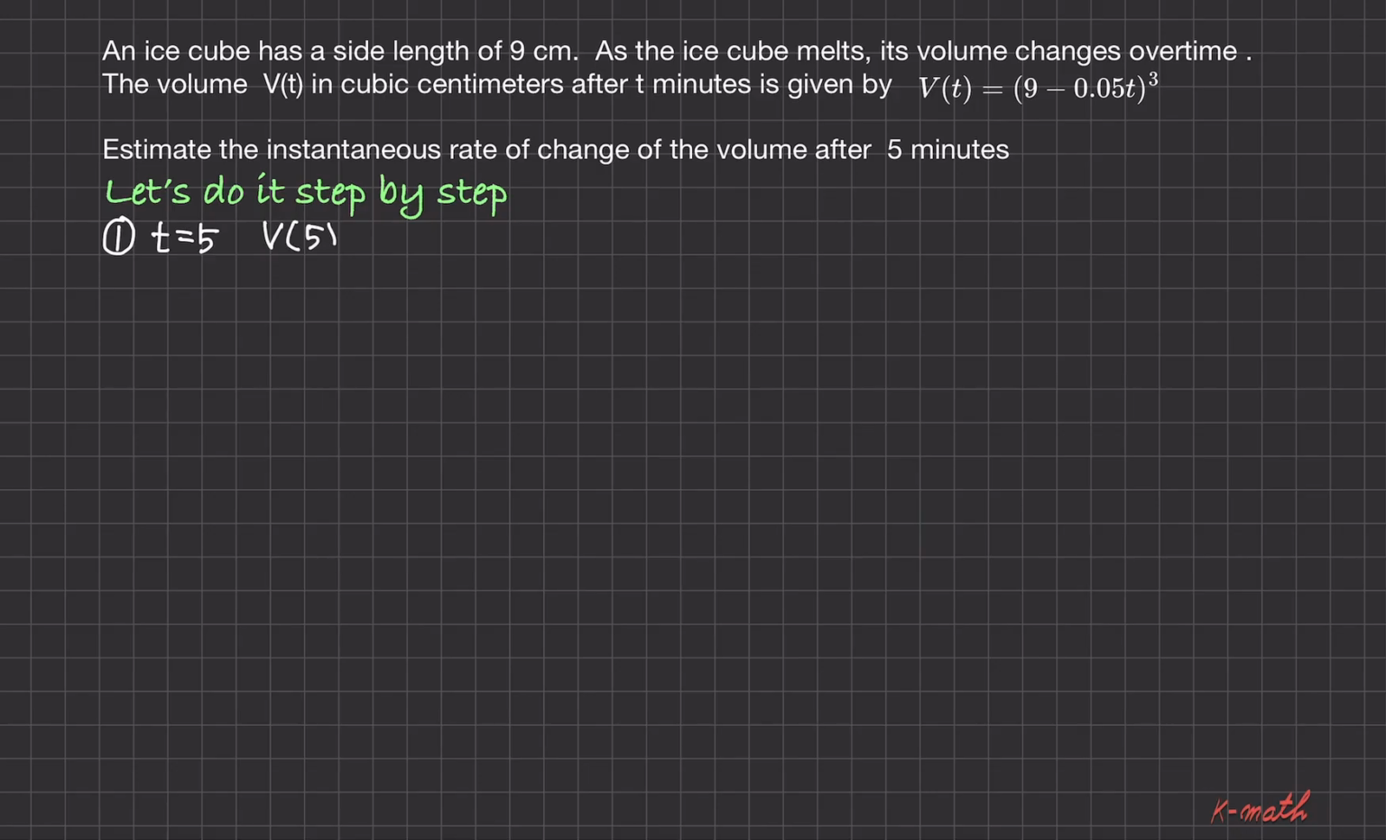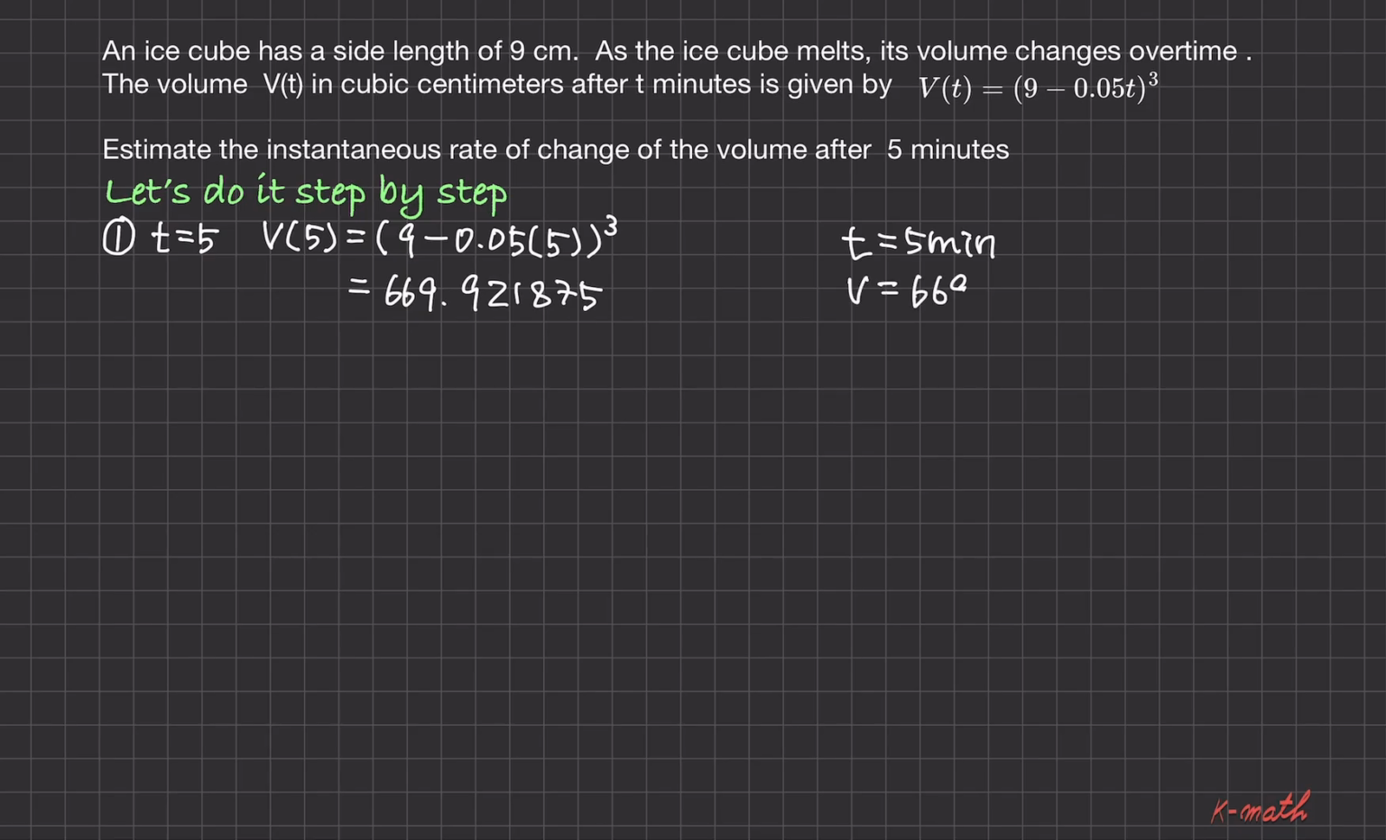V of 5 equals (9 minus 0.05 times 5) all cubed. Just make sure to cube the whole thing, which is 669.921875. That means at t equals 5 minutes, the volume of the ice cube is 669.921875 cubic centimeters.